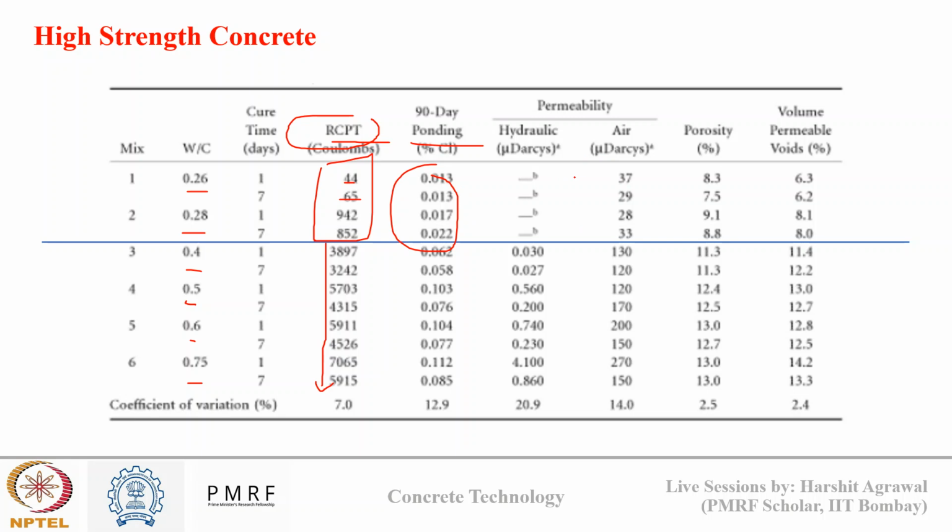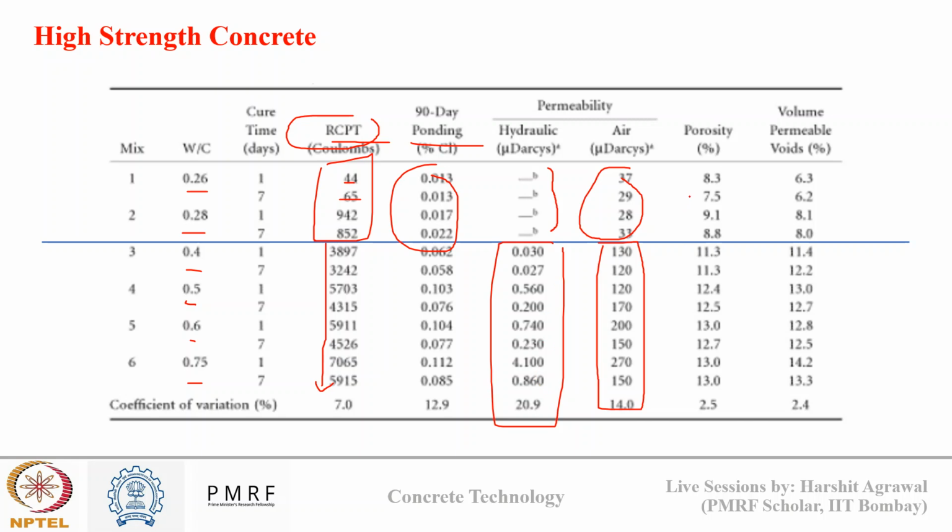Then water permeability and air permeability of high strength concrete are much lower. You can see here the air permeability value is much lower compared to the values at higher W by C ratio. The same is the case with water permeability. It was not detectable initially for very low water to cement ratio, but as the water to cement ratio increases, the water permeability also increases.